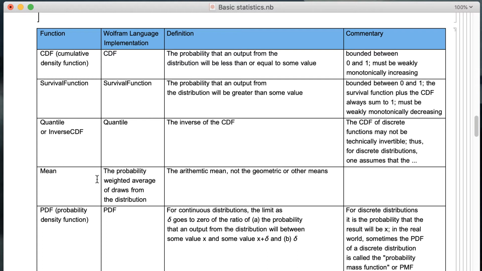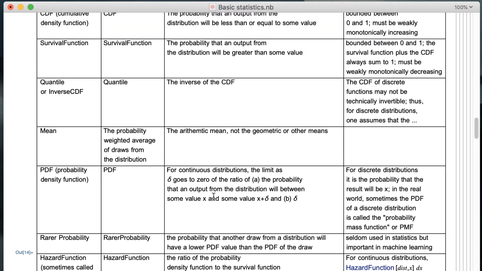The mean. You can take the mean of a distribution, and this is, if you draw enough numbers, the arithmetic average of those draws. We have the PDF, which I just described, which is the limit as delta goes to 0 of the ratio between the probability that an output from the distribution will be between some value x and some value x plus delta. That's our numerator, and our denominator is delta. For discrete distributions, that is distributions that can only take on a finite number of values, then it's just the probability that you get that value. It's a much simpler computation for discrete variables. By the way, a lot of people call the PDF of a discrete distribution a PMF, or a probability mass function, but Wolfram Language does not.